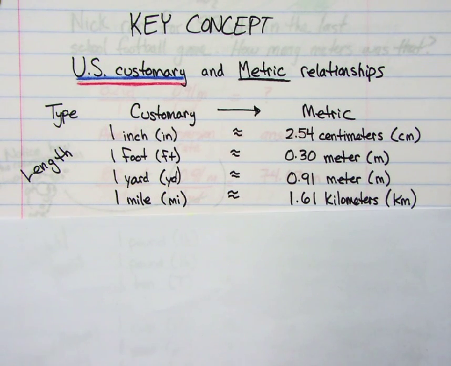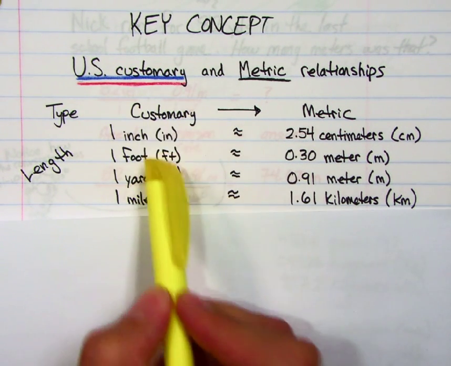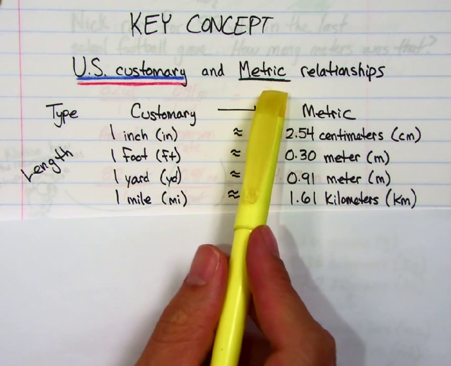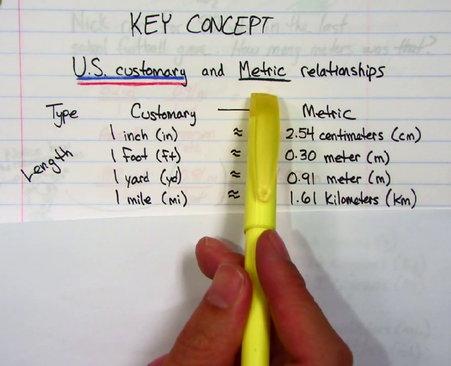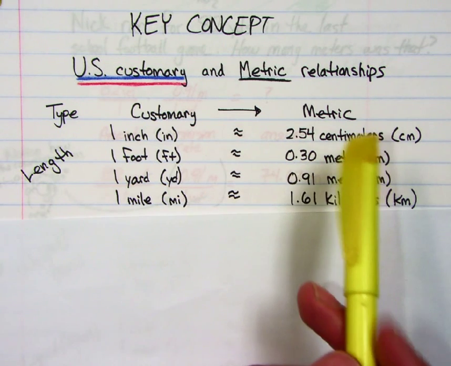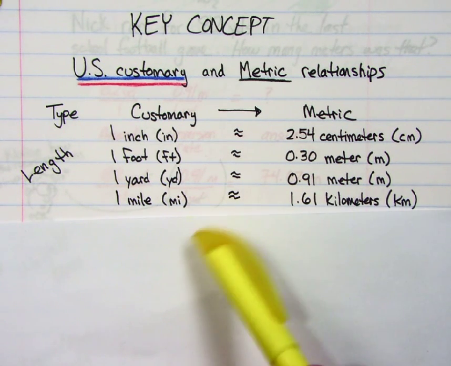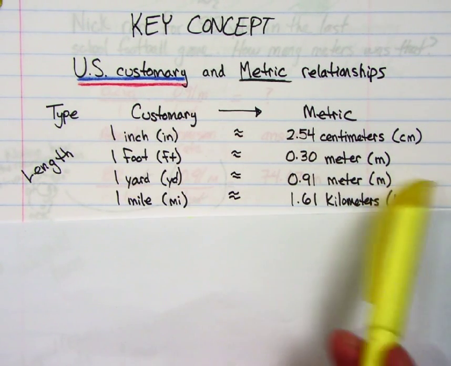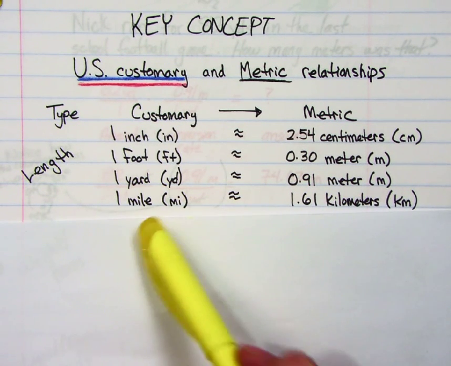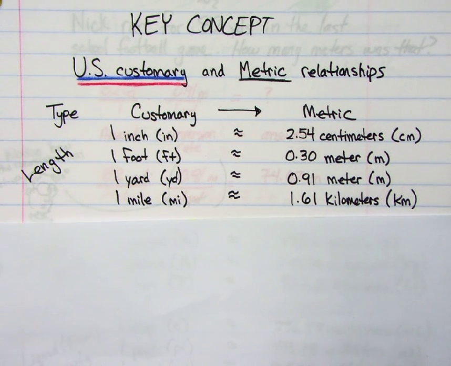So this is a key concept. You may want to pause the video and take some time to copy these things down. The big thing I want to let you know is this is the U.S. customary system. This is what we use in the United States. We see inches, feet, yards, and miles. But the metric system is used worldwide. We use the metric system a little bit here, but everywhere else in the world, they use the metric system pretty much solely. So you need to know that an inch is about 2.54 centimeters. A foot is about 1/3 of a meter, a little less than 1/3. A yard is 0.91 meters, and a mile is 1.61 kilometers. So write that down. That's for length, and I'll show you the rest for the other two.